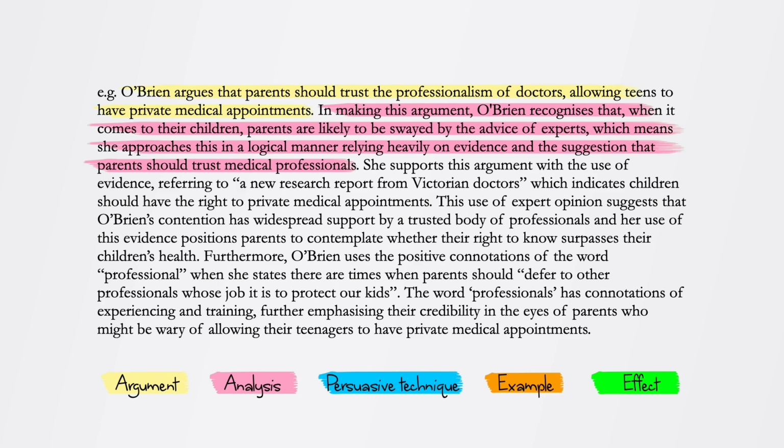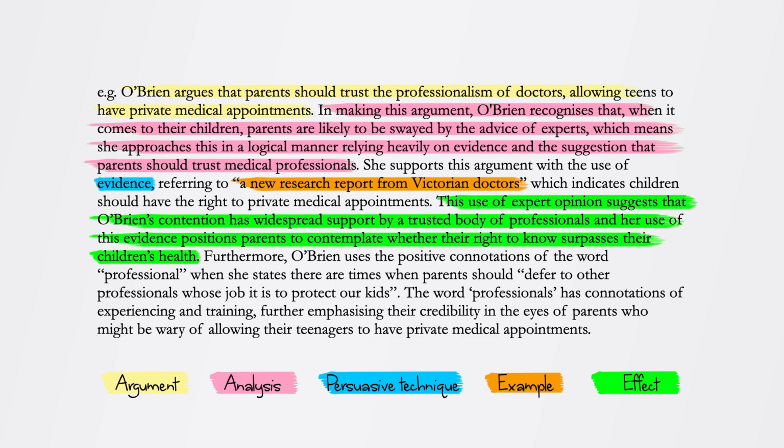She supports this argument with the use of evidence, referring to a new research report from Victorian doctors which indicates that children should have the right to private medical appointments. This use of expert opinion suggests that O'Brien's contention has widespread support by a trusted body of professionals, and her use of evidence positions parents to contemplate whether their right to know surpasses their children's health.